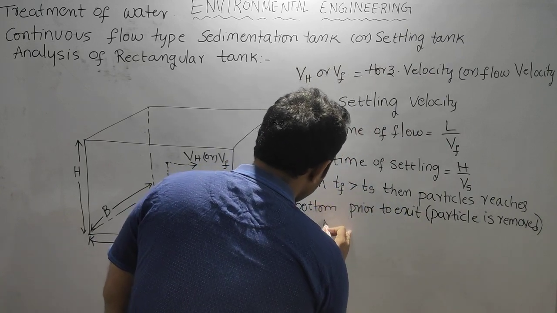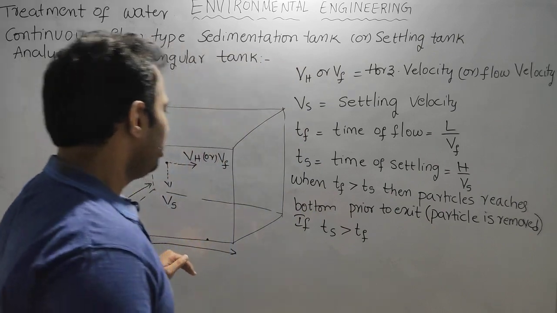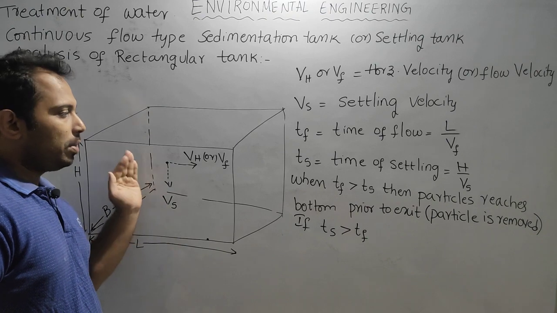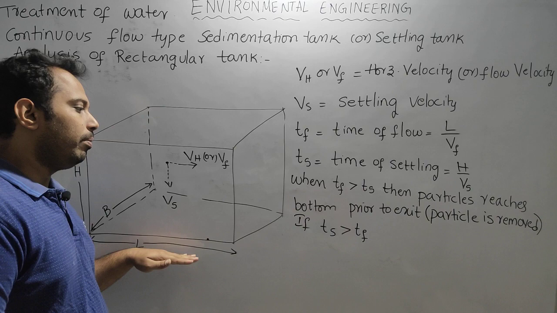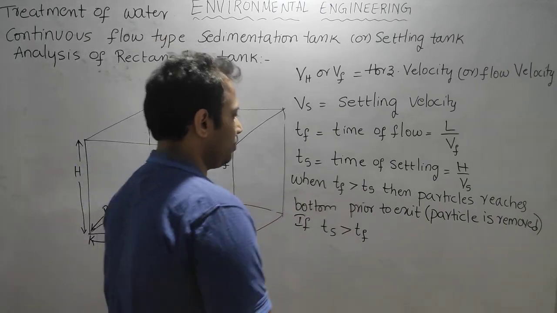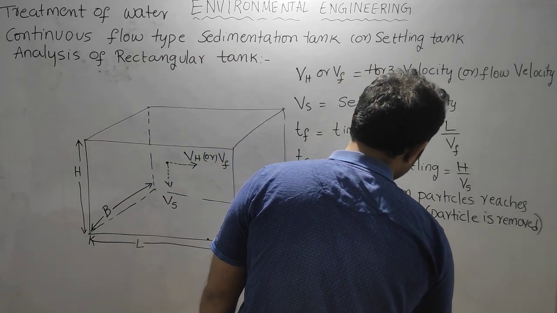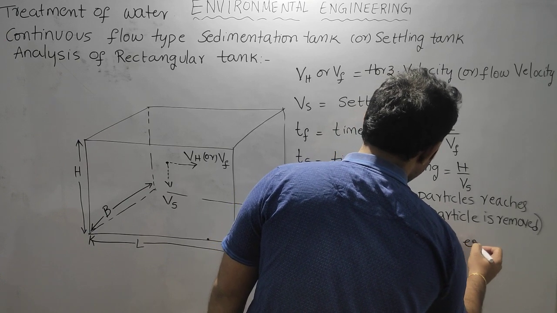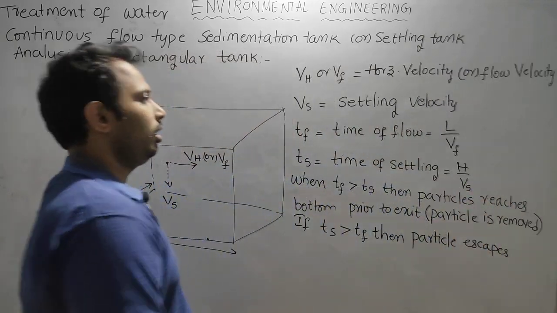If Ts is greater than Tf, before settling, the particle is reaching the exit point, then it will escape. Before the settlement time is covered, the particle is reaching the exit point, so it can easily escape. So if this is the case, then the particle escapes.